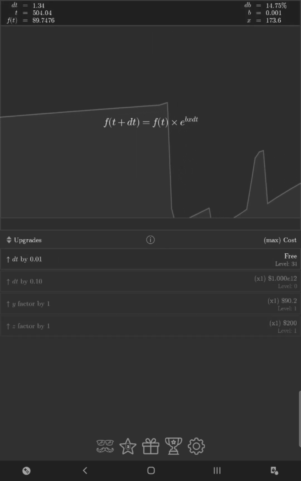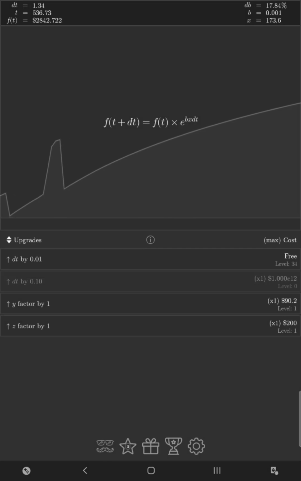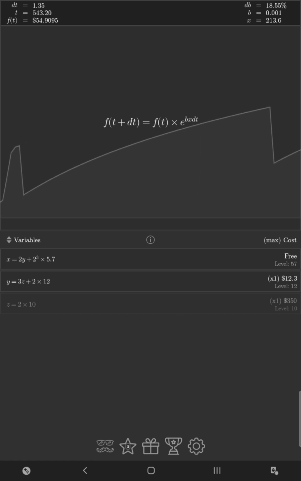Okay, and here we have the stars. We need B to be at least 1 to unlock the star bonuses. Star bonuses are permanent upgrades, or should I say, they will never be reset unless you reset the whole save file. And you can buy stuff like, for example, auto prestige. Yeah, and so we're just going to continue playing the game until we reach dB equals 100% so that we can unlock the prestige.